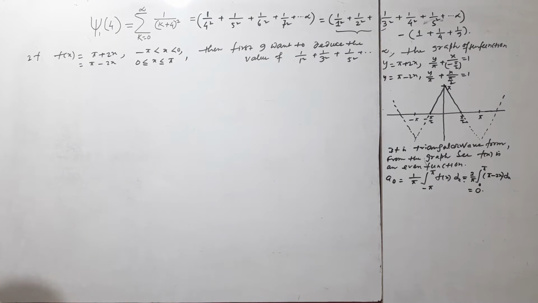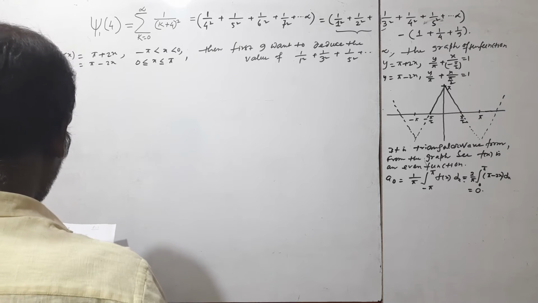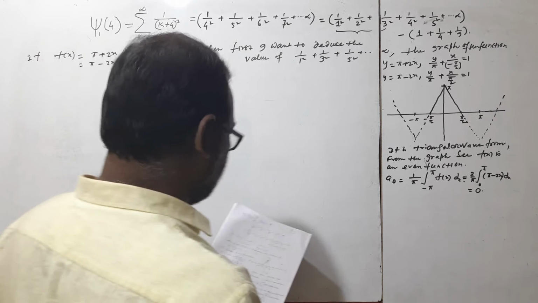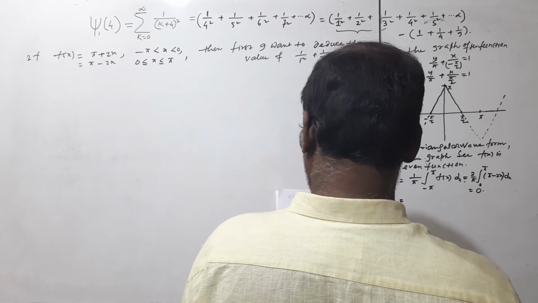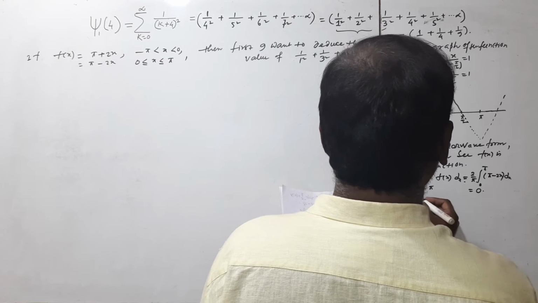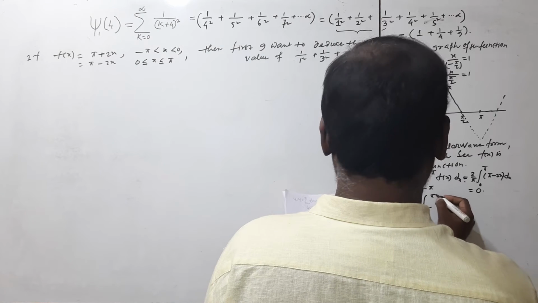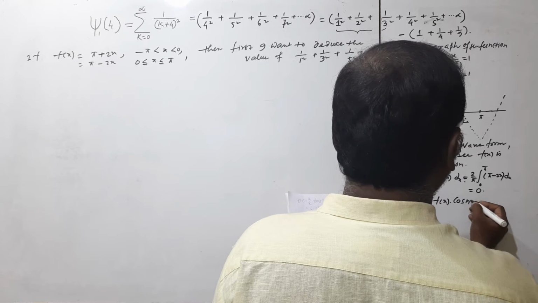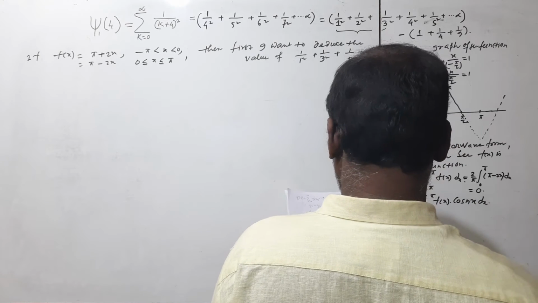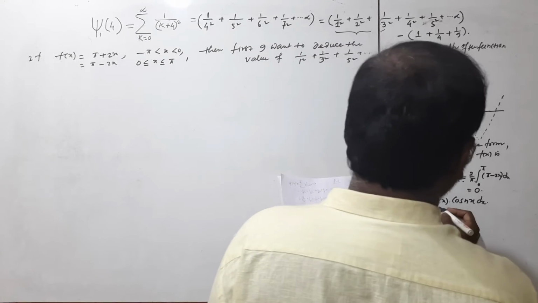For the Fourier series, the next value we want to find is an. So an is equal to 1 over pi, integral from minus pi to pi of f of x into cos nx dx. And this is an even function.